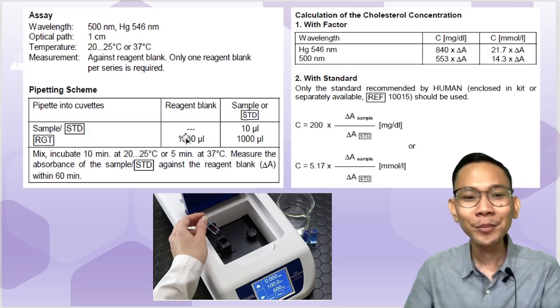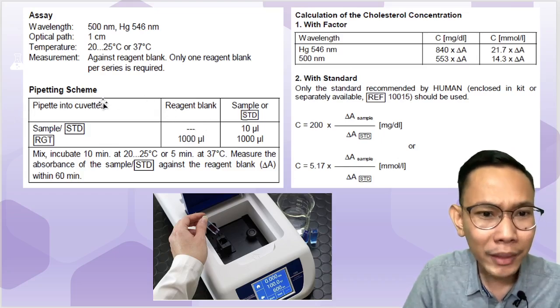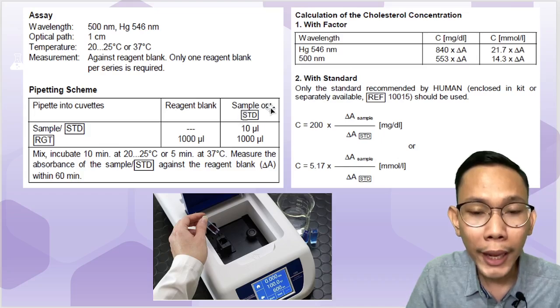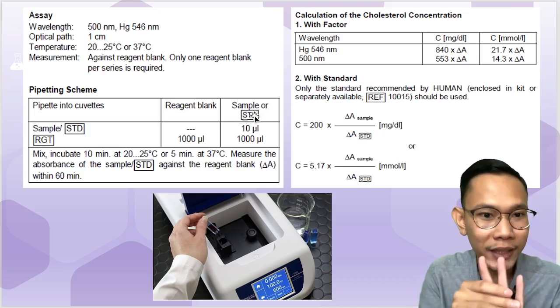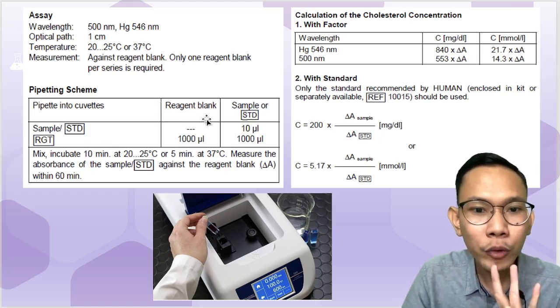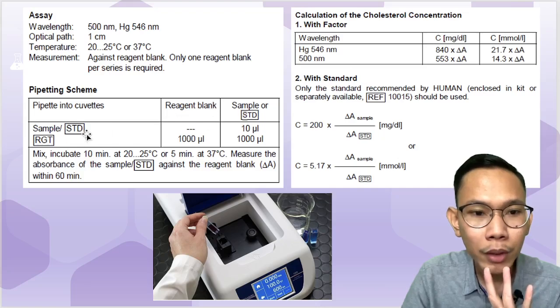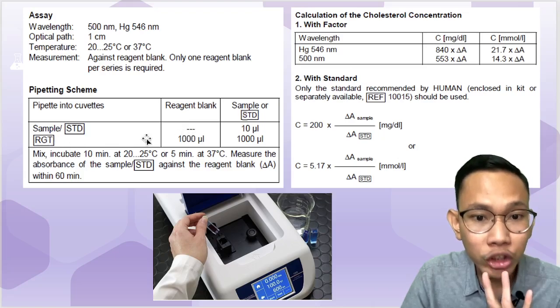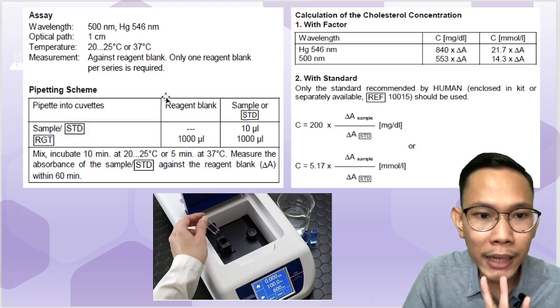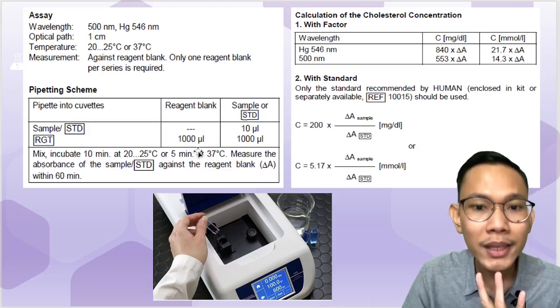No choice. So again, pipette into the cuvette: prepare a reagent blank, your sample, and your standard. So that's three, that's our preparation, remember. When we say reagent blank, how do we prepare it? There is no sample and standard added. Purely reagent only, which is 1,000 UL. So again, our reagent blank is purely 1,000 UL.